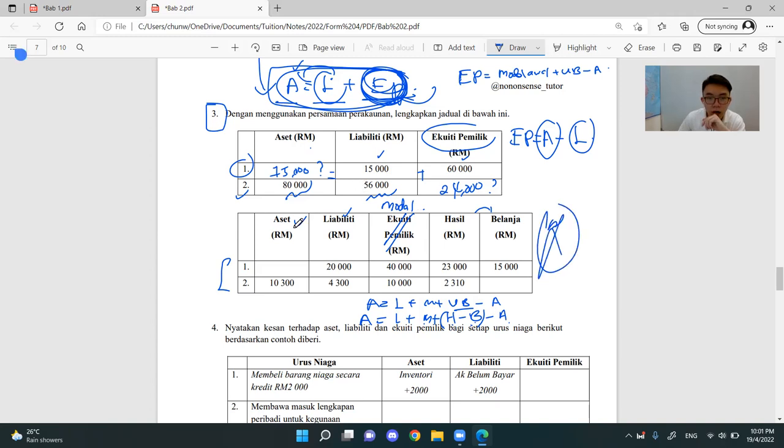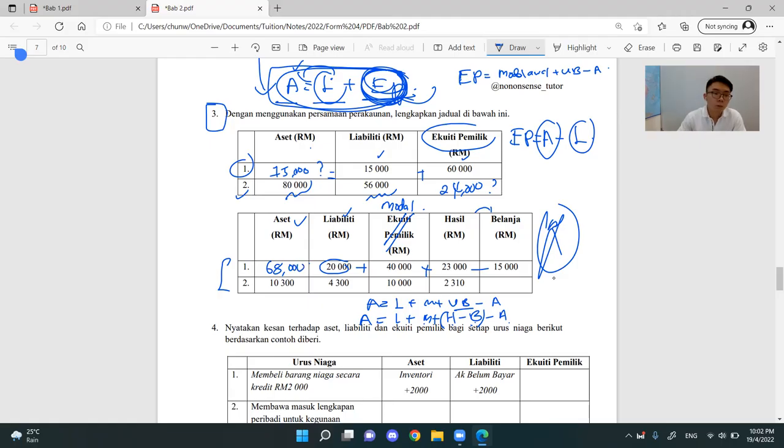So come back to here. So how much is the asset? So just use, you need 20,000 plus your modal, right? And then you plus your hasil, but you have to minus your belanja. So how much do you get? Okay, is it? 68,000, correct?